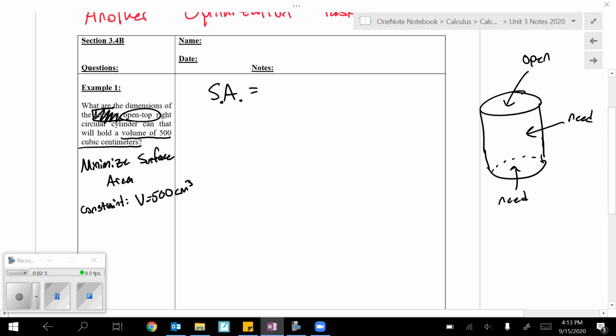So let's think. Well, the bottom of a can would just be a circle, right? So the bottom, its surface area is just going to be pi times its radius squared. So let's draw a radius on there, r. And then I need something which represents the outside face here. So let's think.